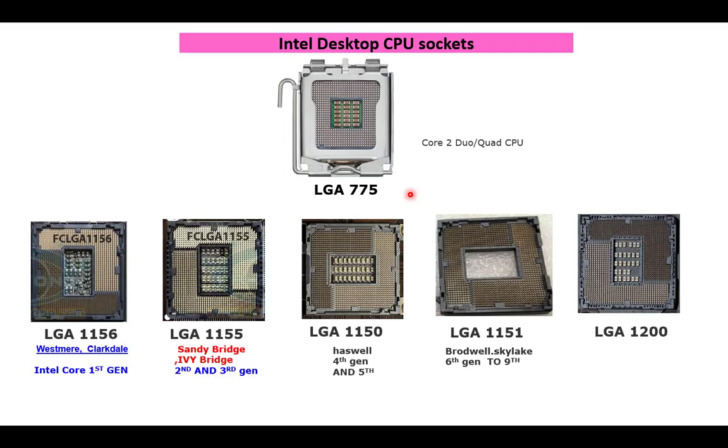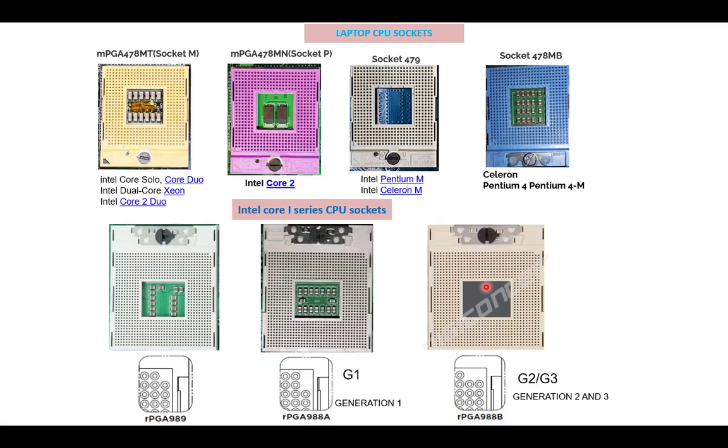Now there are different sockets of desktop motherboards: the 775, the Core 2 Duo, which is outdated, then 1156 for the first generation, 1155 for the second and third generation, 1150 for the fourth and fifth generation, then 1151 for 6 to 9 generation, and then 1200 for the 10th generation. So these are the CPU sockets. Every CPU generation's socket is different, so you can't fit one processor into another generation's socket. A particular generation's socket will fit only that particular processor. In laptop motherboards it's the same thing.